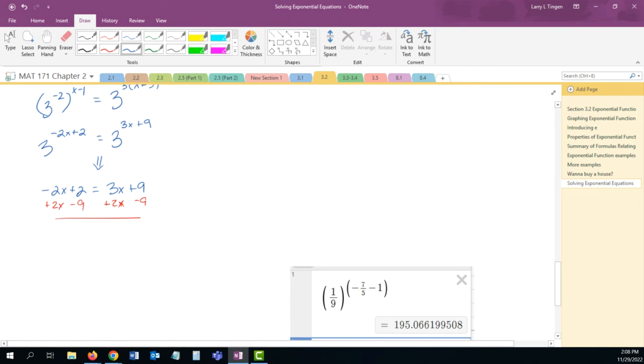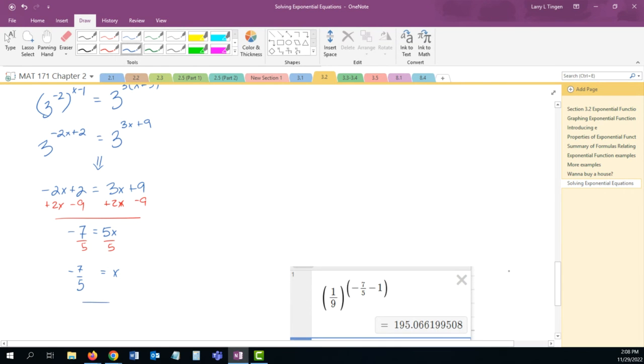Negative 2x plus 2x is 0. 2 minus 9 is negative 7. 3x plus 2x is 5x. 9 minus 9 is 0. Get x totally by itself. And I find out that x is negative 7/5.